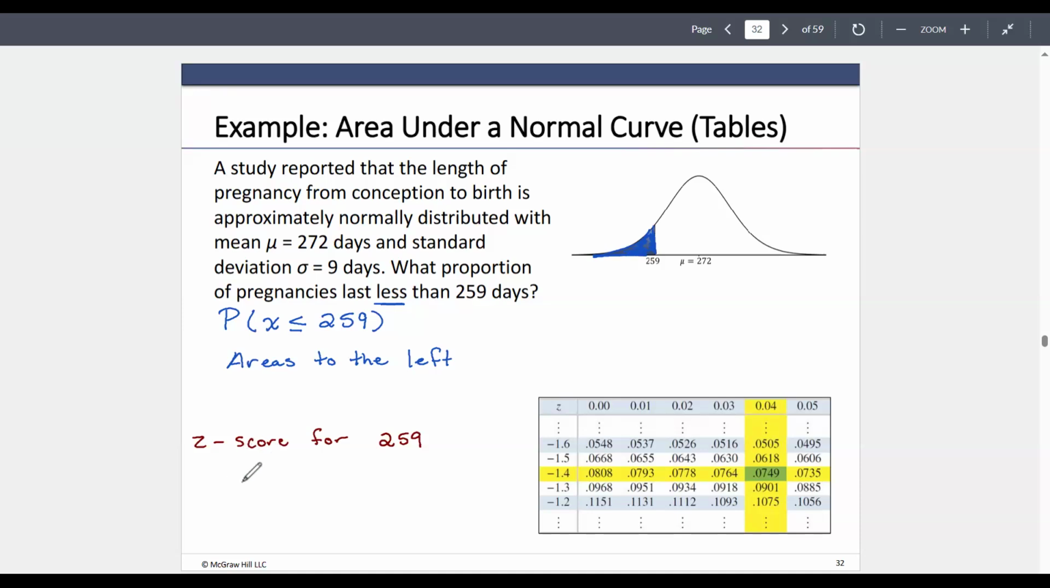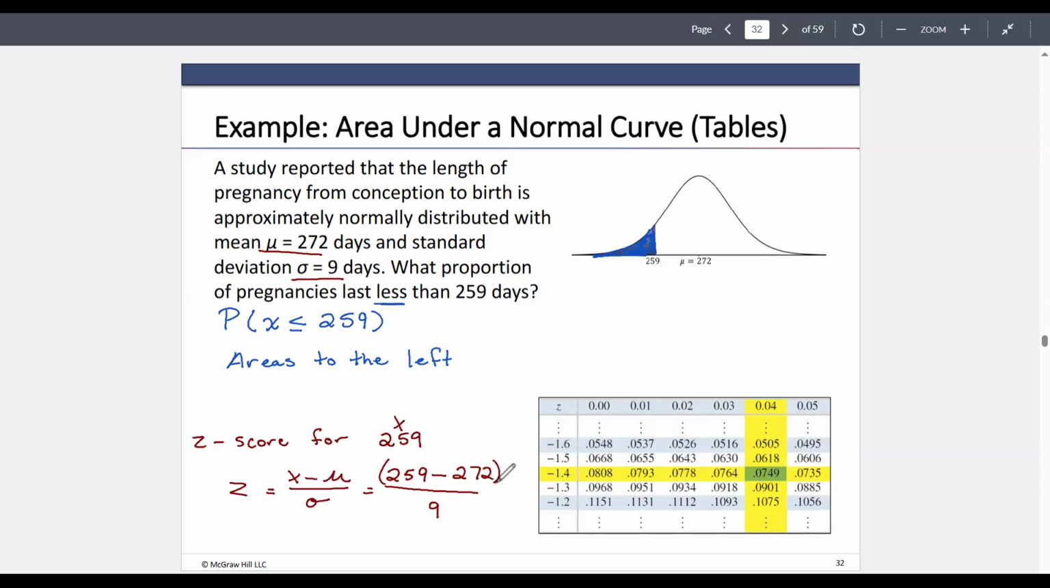If you remember what a z-score is, it's X minus the mean divided by the standard deviation. X is my random variable that I'm interested in, 259. I am going to subtract the mean of 272, and divide by the standard deviation of 9 days. As a reminder, you probably want to put the top part in parentheses if you do this on your calculator at once, or we can do it a bit at a time.